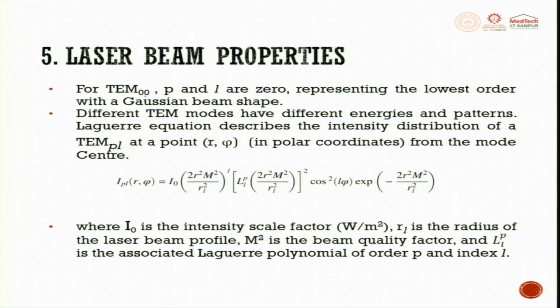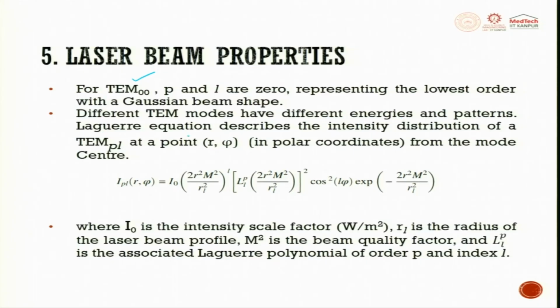So, for TEM 00, P and L are 0, representing the lowest order with a Gaussian beam distribution. This is a commonly used mode for additive manufacturing with respect to metals. Different TEM modes have different energies and patterns.